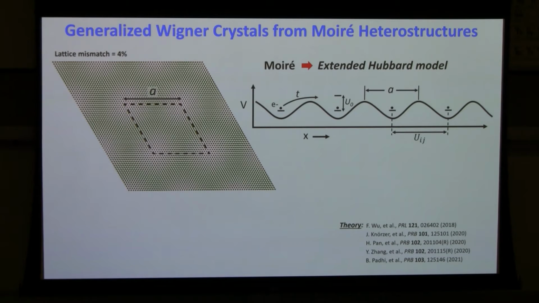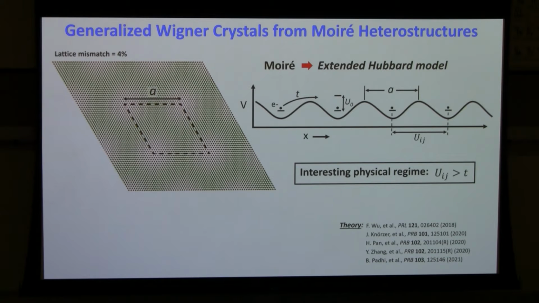Here I list some theory papers. People have made predictions. And I just want to remind you that the interesting physical limit is when this long-range Coulomb interaction is bigger than the kinetic energy. That's when we might be able to see this freezing of the electrons into this generalized Wigner crystal phase.